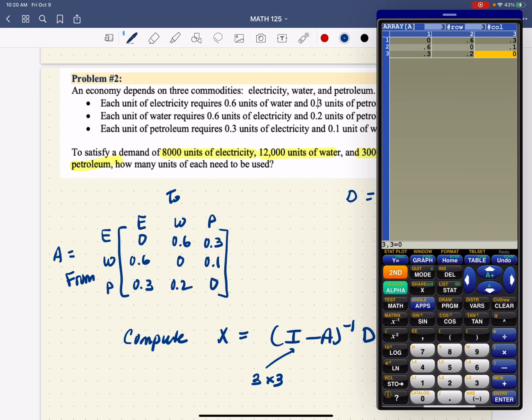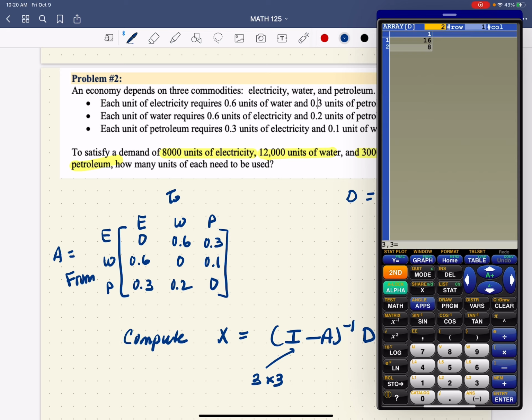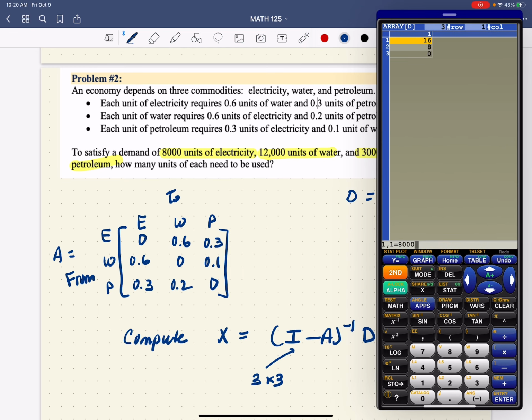Everything looks good. Okay, so I'm going to go back into the matrix menu. I'm going to edit D into a 3x1. And it's not going down there, so I just have to touch that. Okay, so 8,000, 12,000, 3,000. All right. So now that's basically it. The calculator can handle the rest.